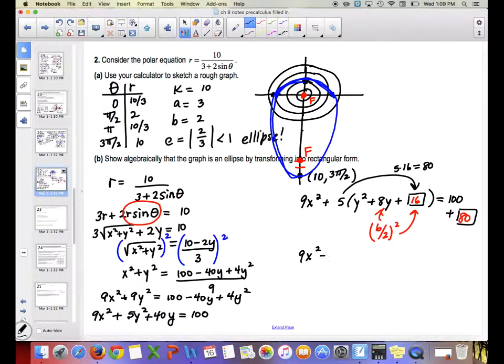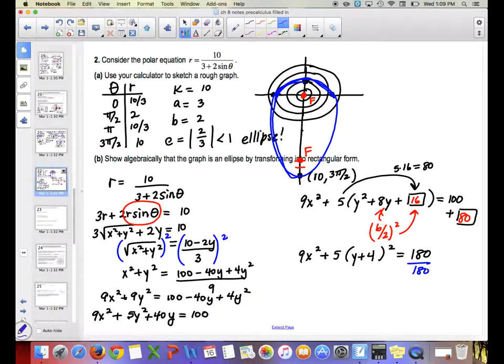So I have 9x squared plus 5. This should now be something squared equals 180. Is it y plus 4? That's y plus 4. Good. Louis is mathematically mature enough to handle these. He's on it. He's answered all my questions. Is anybody else going to challenge him? No.